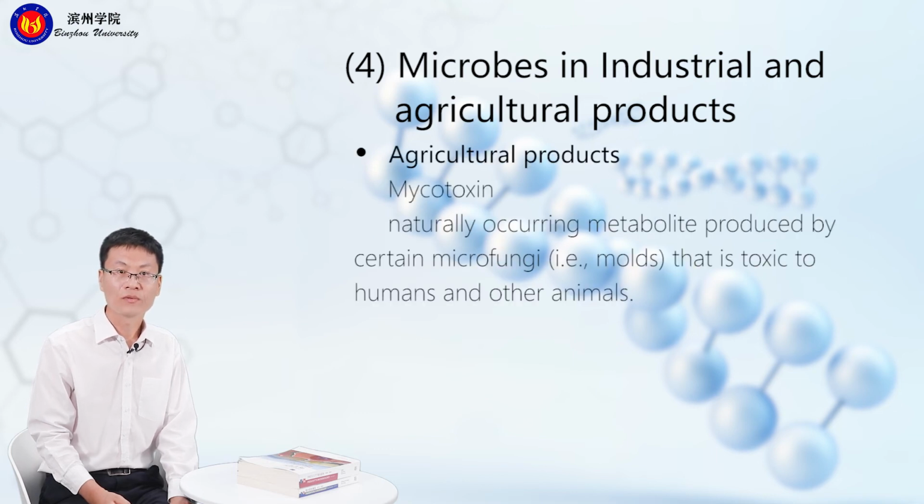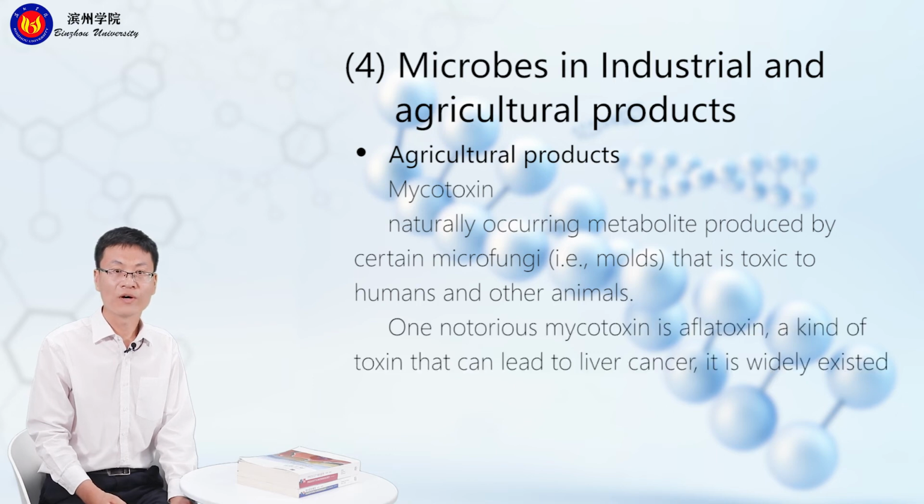Mycotoxin is a kind of naturally occurring metabolite produced by certain microfungi that is toxic to humans and other animals. One notorious mycotoxin is aflatoxin, a kind of toxin that can lead to liver cancer. It is widely existed in peanut, corn, and rice.